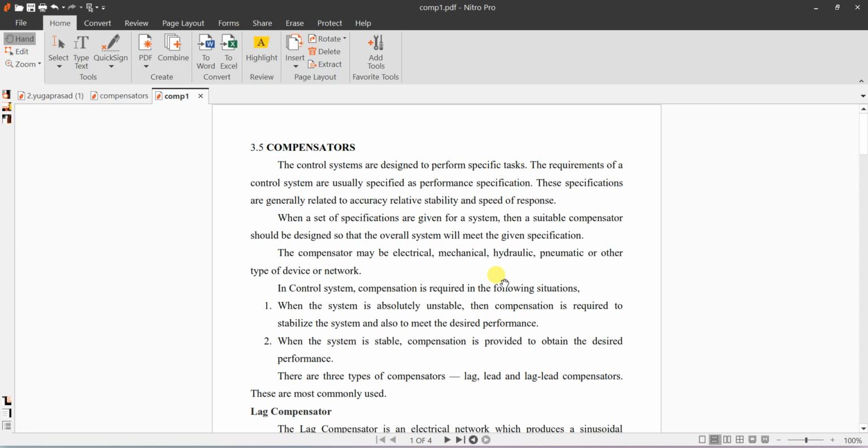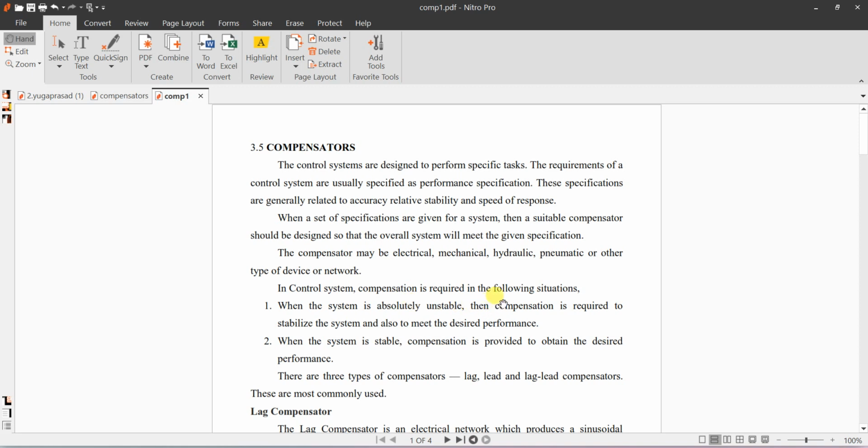Control systems are designed to perform specific tasks. The aim is that performance should be maximum. If, for some reason, the performance is not good, we can improve it by adding a compensator network. A compensator for a plant can be electrical, mechanical, hydraulic, pneumatic or another type of device or network, and you can increase the performance of the system with it.